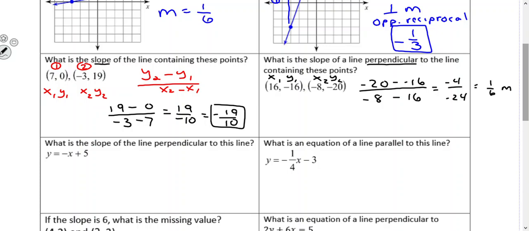To turn it into perpendicular, as you recall, we need to take the negative or opposite reciprocal. So we need to take 1/6, positive, make it negative, flip it over, 1/6 becomes 6 over 1, which we can show as -6. Just a two-step process to it.